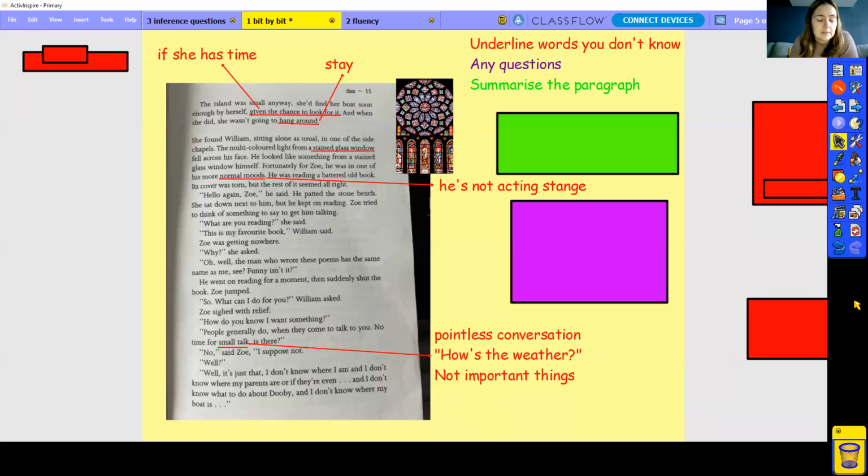"No," said Zoe, "I suppose not. Well, it's just that I don't know where I am, and I don't know where my parents are, or if they're even... I don't know what to do about Doobie, and I don't know where my boat is." So that is the end of this page here.